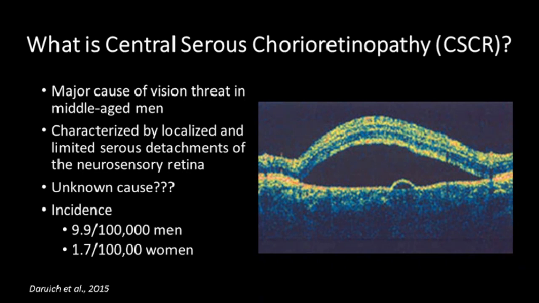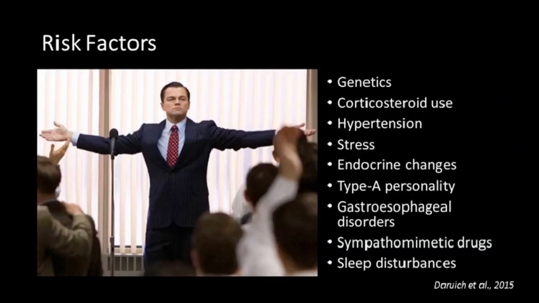As you'll see, the incidence is about 10 per 100,000 men and about 2 per 100,000 women, and that comes from a paper from 2015. The risk factors: we used to say all these things about endocrine changes, type A personality, gastrophysiological disorders, all this stuff. Turns out most of that's just kind of true and unrelated.